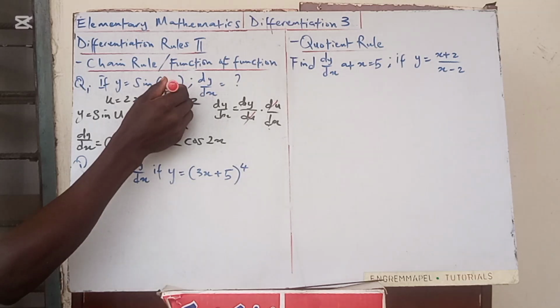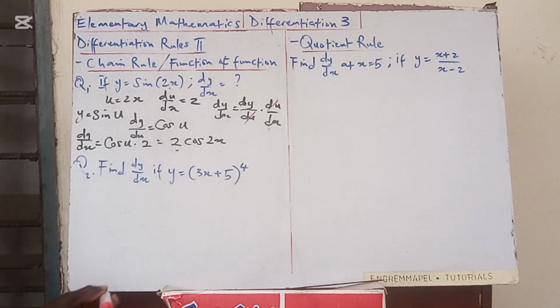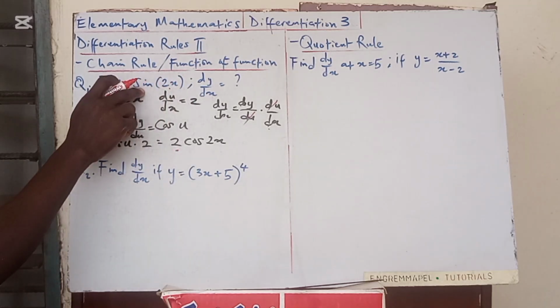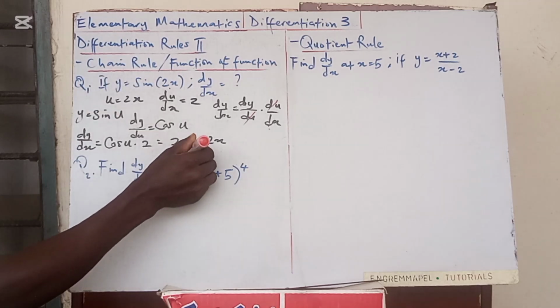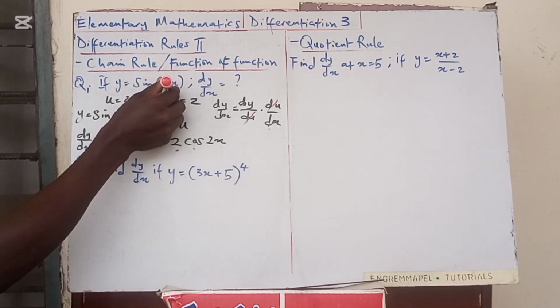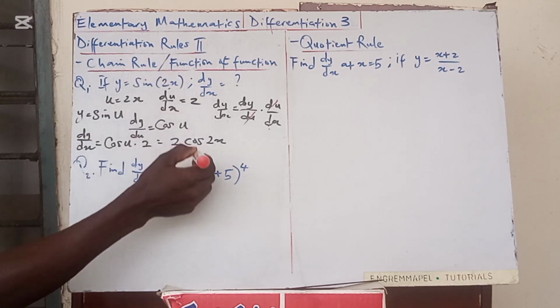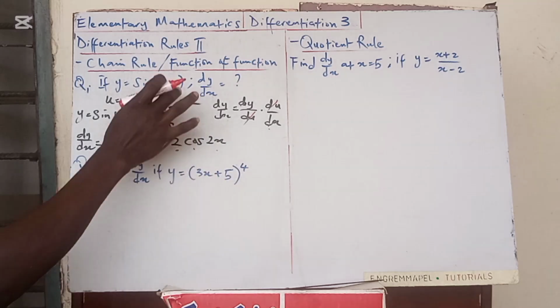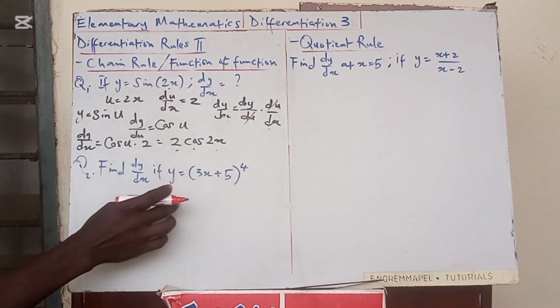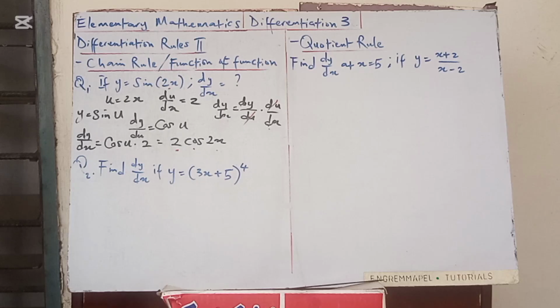I differentiate this 2x, it gave me 2, right? Then I differentiated sine also, it gave me cos. Then I now come here and write the remaining function in the front. That is when it doesn't have power. So now let's go to the second one. You see how we go further on this.